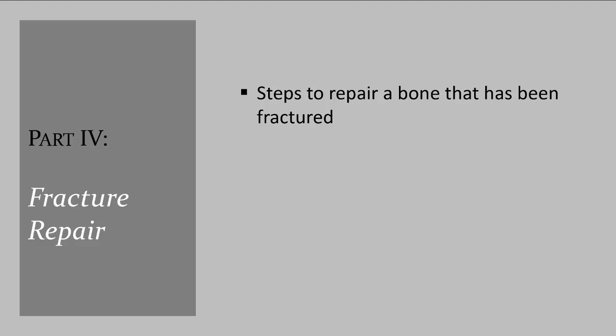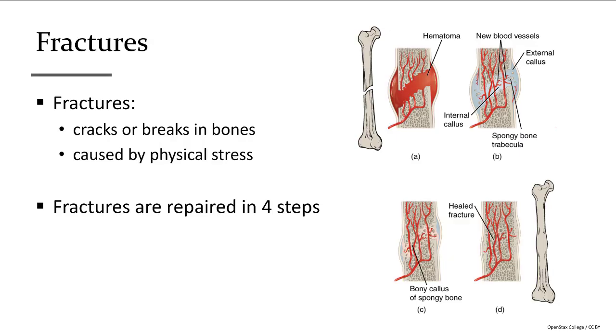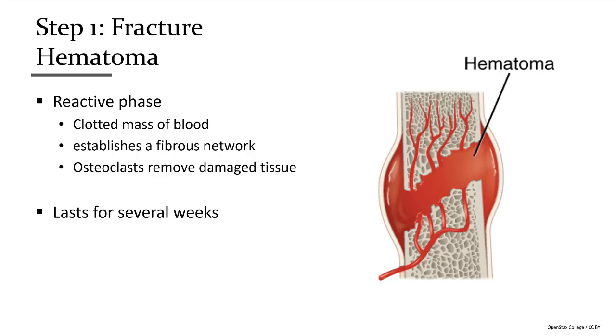Finally, let's go over the steps to repair a bone that has been broken. There are fractures. A fracture is a crack or a break in the bone caused by physical stress. There are 4 main steps in this repair process. Step 1 is a hematoma. This is the reactive phase.